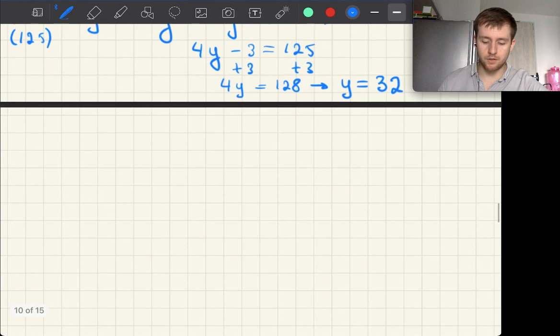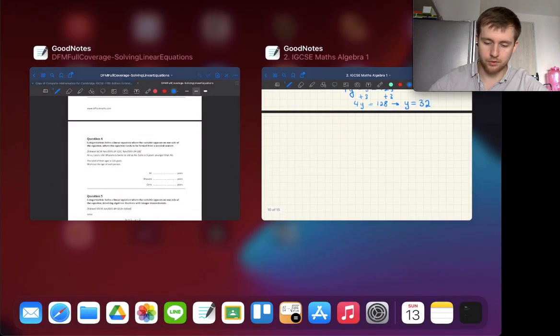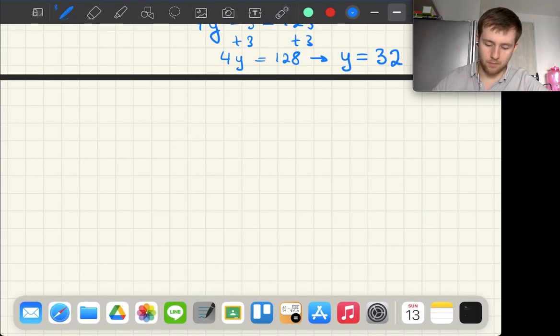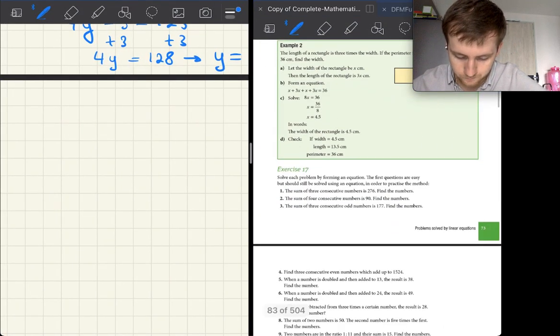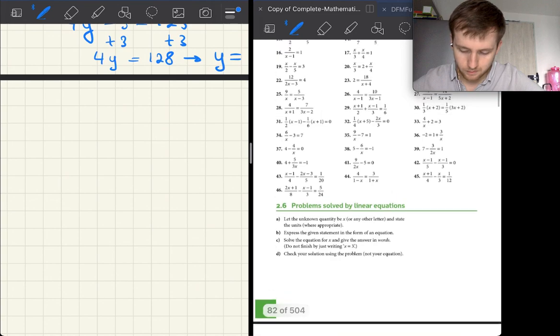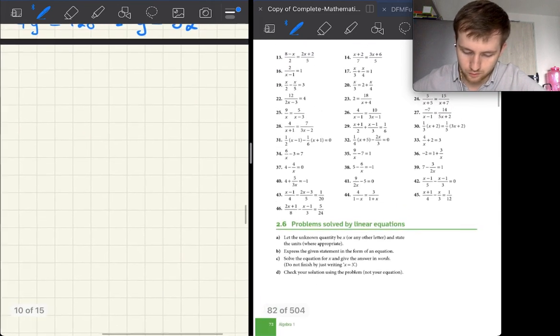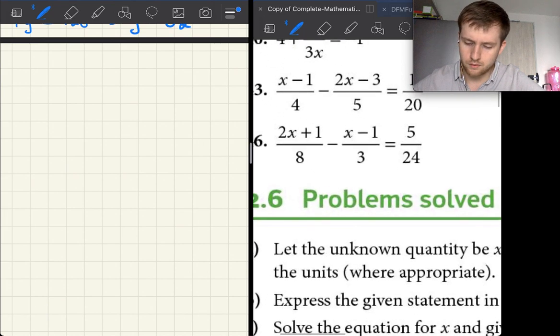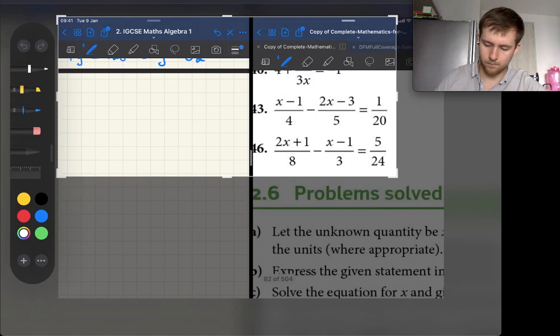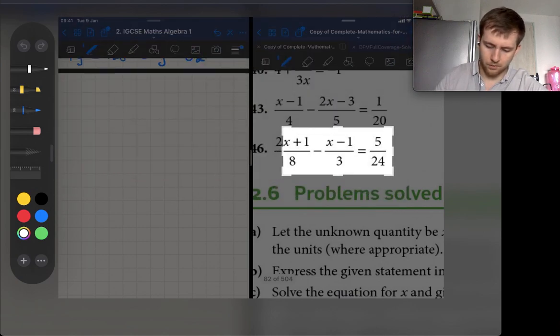Okay, let's try something else. Let's look at some examples. Let me find some examples from the book, maybe some more difficult equations. This one looks kind of difficult. Let's try number 46. Let's try to figure it out together.